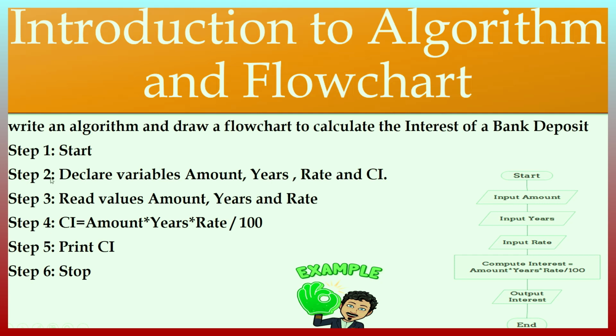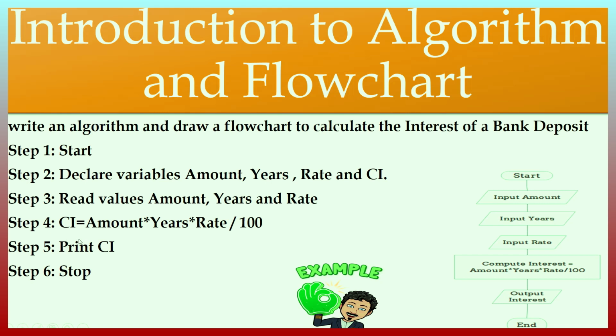Step 2, we want to declare the variables we are going to use in our algorithm. So I need CI, the compound interest, and amount, years, and rate. That is, declare variables: amount, year, rate of interest, and CI compound interest. Now, step 3, you want to get the values from the user. What are the values you need to calculate CI? You need amount, years, and rate. Read values amount, years, and rate from user.